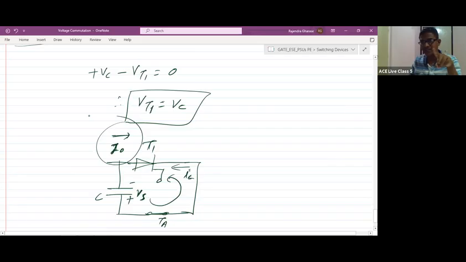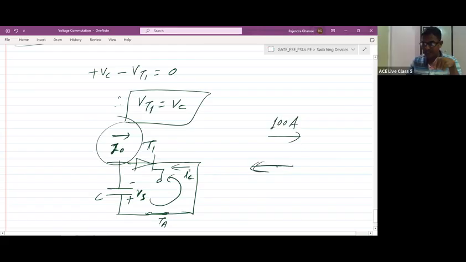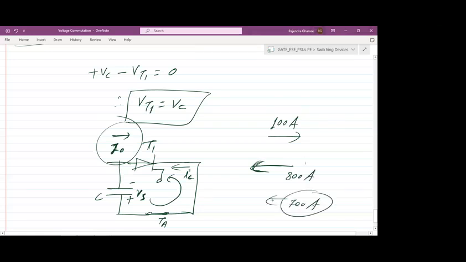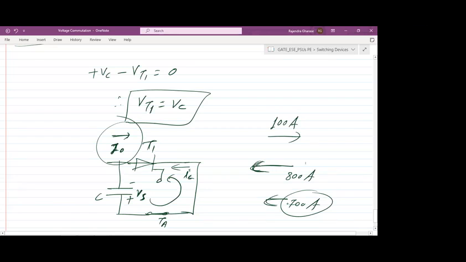But the important thing is, due to that high reverse current, our main thyristor will not get damaged. Suppose the current flowing here is 100 ampere, and the reverse current flowing is 800 ampere. So the resultant current will be 700 ampere in opposition. But that current is flowing only for a very short, finite interval. So that's why this current will not damage our thyristor.